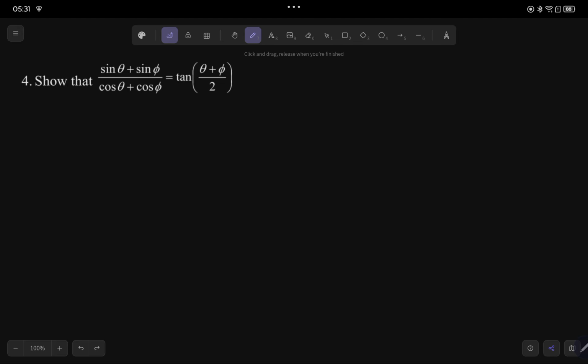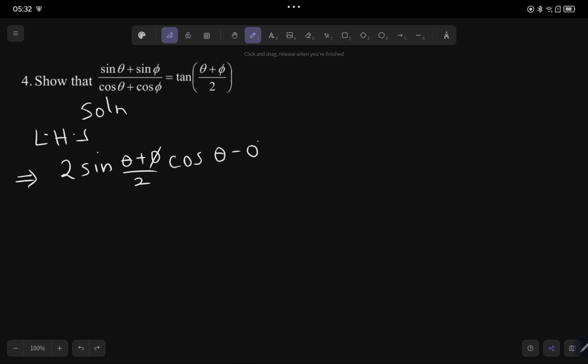Show that sine theta plus sine phi over cos theta plus cos phi is tan of theta plus phi over 2. We are still beginning with our left hand side. Now, sine theta plus sine phi, we are adding sine. We said for adding sine it is 2 sine cos, but we begin with addition. Divide by 2, then cos theta minus phi, also divide by 2.